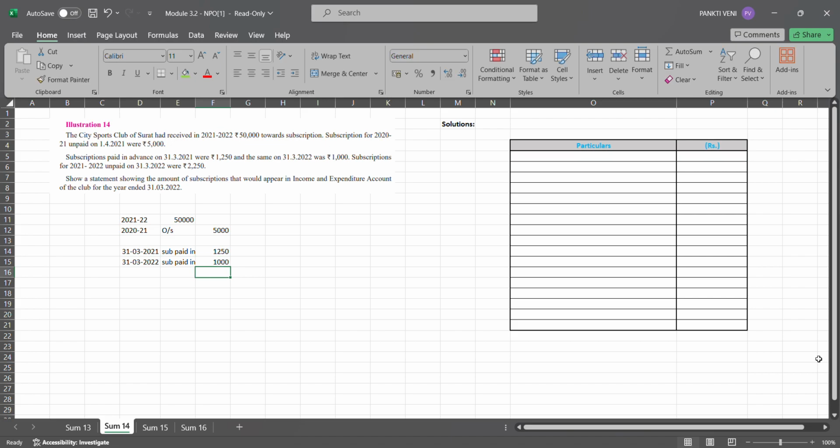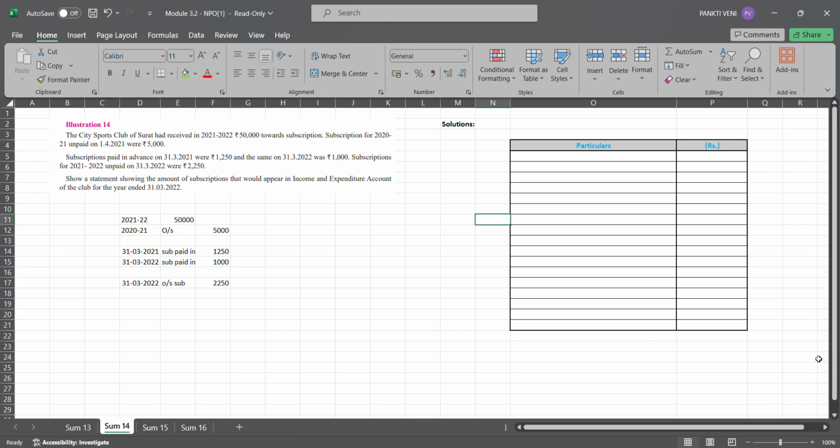Subscription for 21-22 unpaid on 31st March 22. Unpaid subscription, that is outstanding, date is 31st March 2022. Outstanding subscription 2250. Show a statement showing the amount of subscription that would appear in the income and expenditure account. Okay, so this is my amount, right? This is my entire question. I have summarized the entire question.